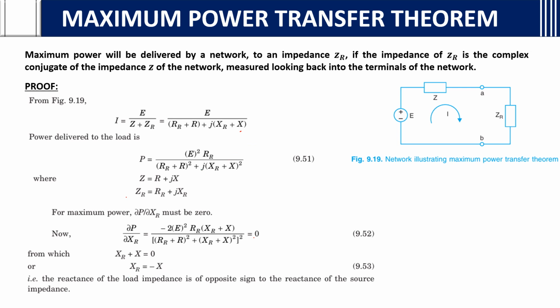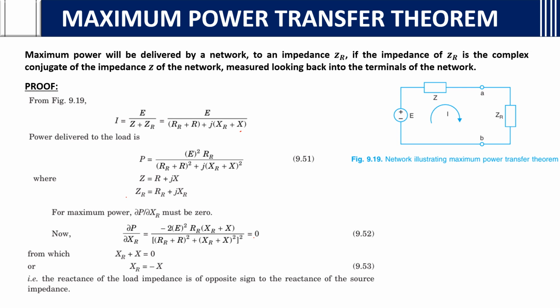The reactance of the load impedance is of opposite sign to the reactance of the source impedance. The load impedance has the opposite sign to the source impedance. This Z is nothing but the source impedance. So the reactance of the load impedance is of opposite sign to the reactance of the source impedance.